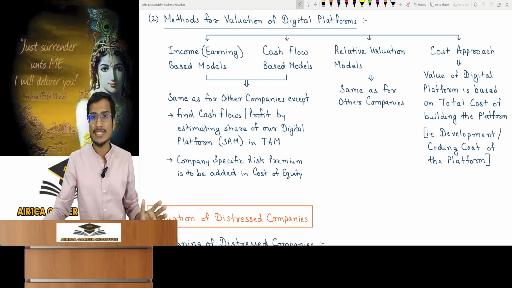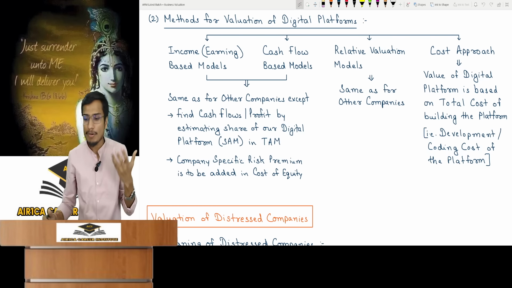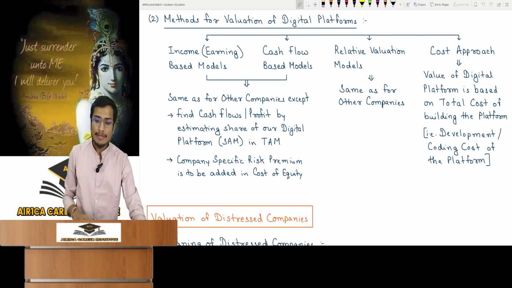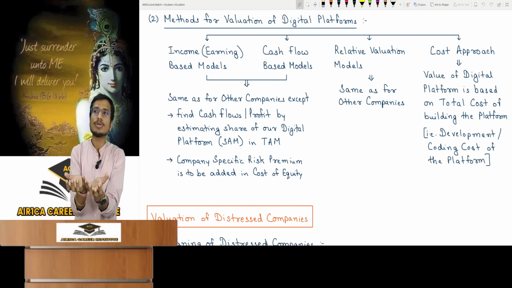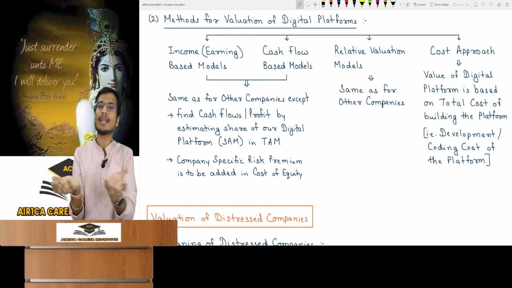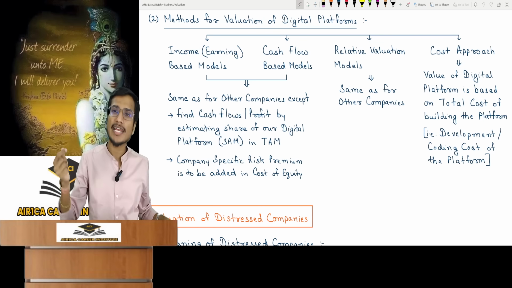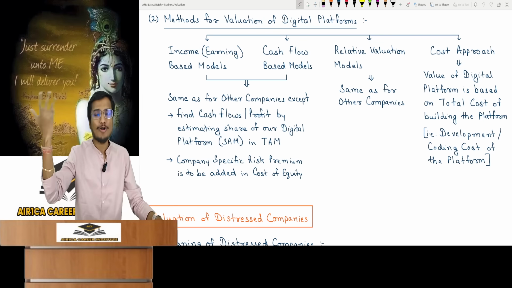Besides this, another approach is given. It's the cost approach. The value of a digital platform can be calculated from its total building cost. This approach is useless and impractical. In this, the platform's value is its total building cost, and the Netflix cost was 1 crore, and this building cost means the total cost in these platforms. It's the cost of development or coding as its software.